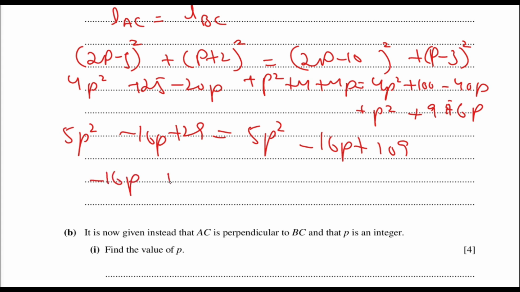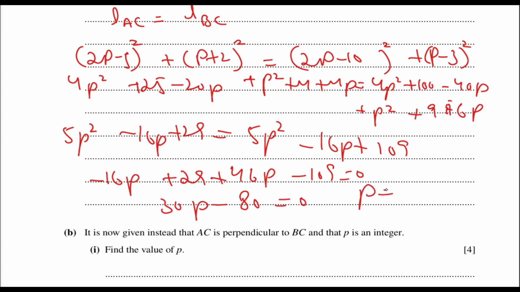Minus 16p plus 29 plus 46p minus 109 equal to 0. We will have 30p minus 80 equals 0. So here we get p is equal to 80 by 30, 8 over 3 will be the value of p.